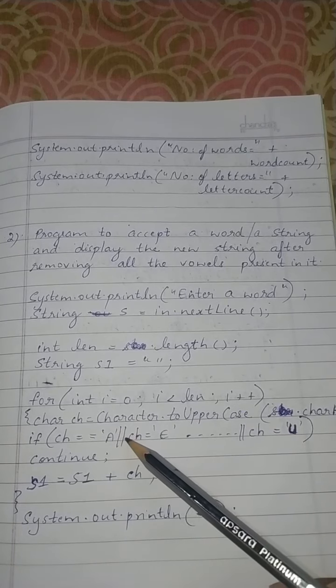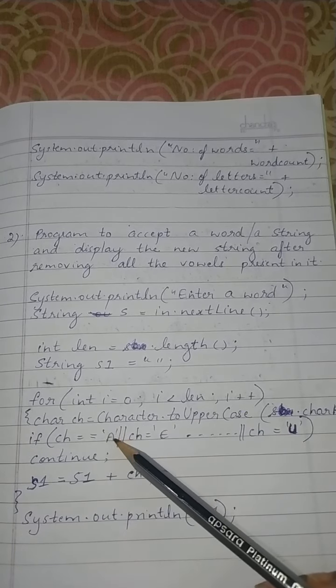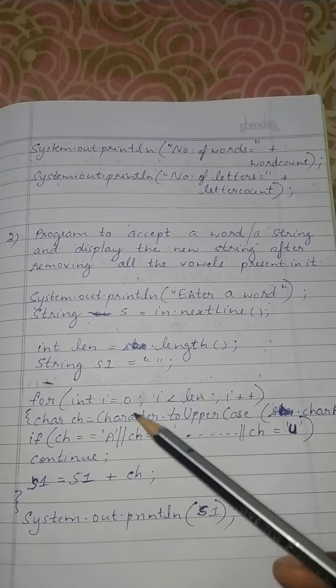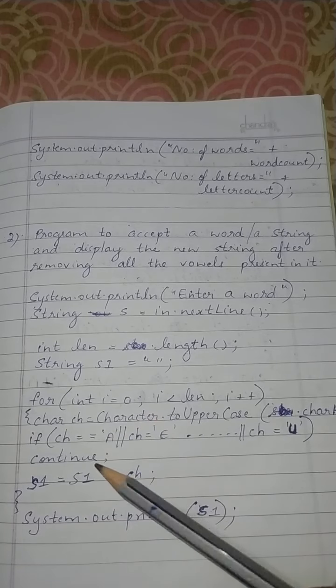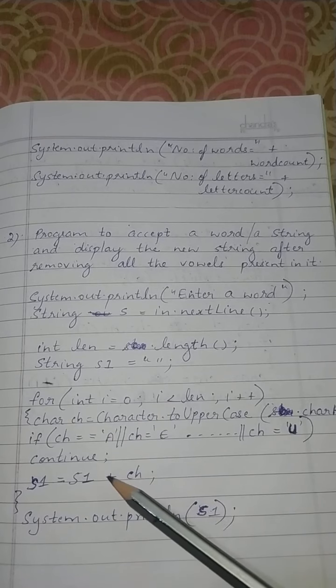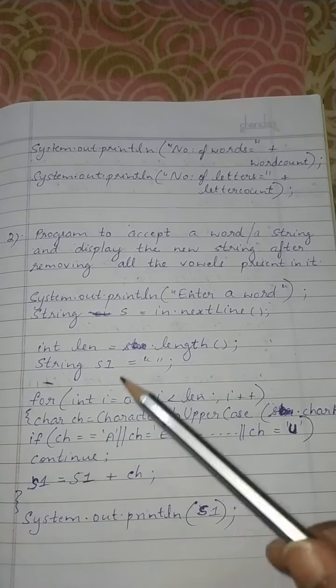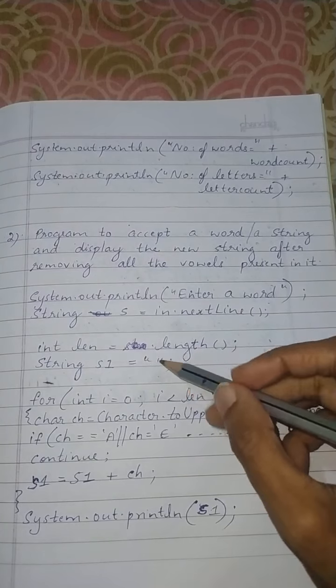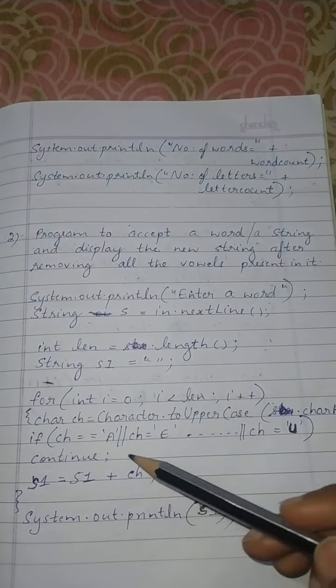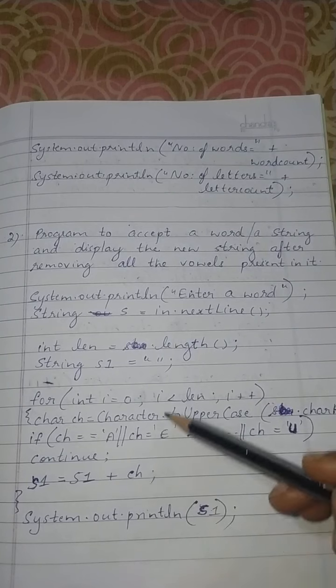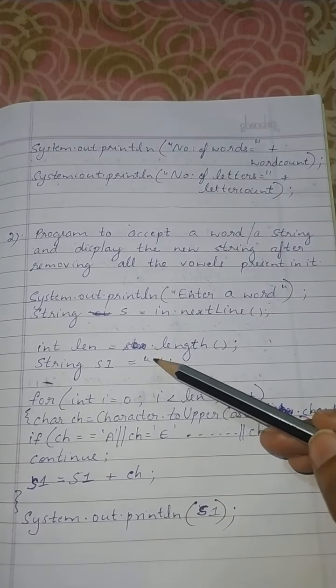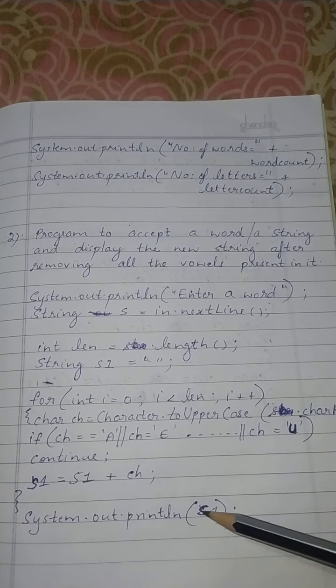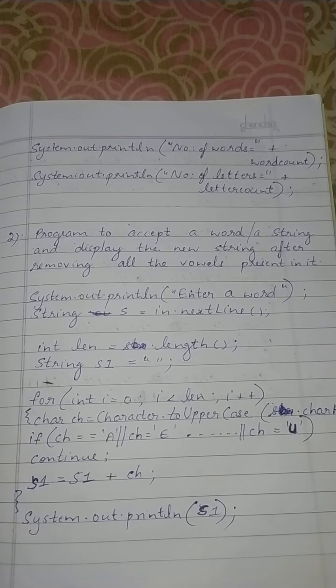So if this condition matches, for example, if a character contains A, you want to remove that, you don't want to print that, so you can increment that character and you can add the other characters into another string called S1. So that is why I created this step, a blank string I declared here, so that whatever characters except vowels will be stored inside this S1 variable. So finally I can print only the S1 values, that means without vowels.